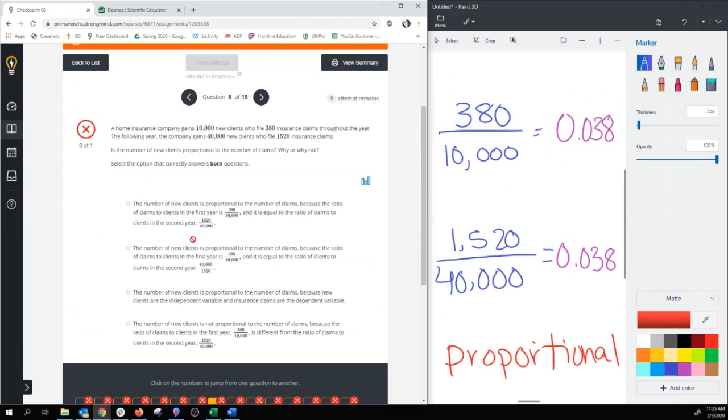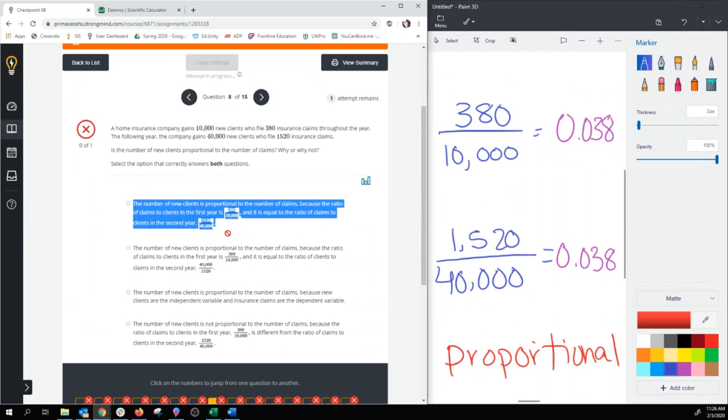Okay, I see here. So this second fraction, notice how this fraction's upside down, right? So it can't be that one. So we want to pick this one here that has both of our ratios correct. So make sure that your larger number is in the denominator and saying that it is proportional.